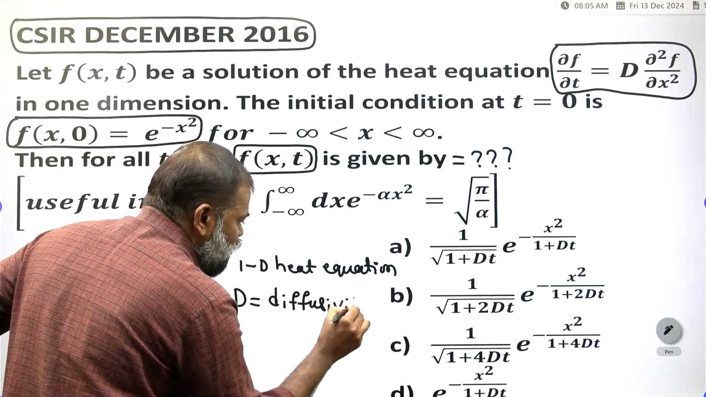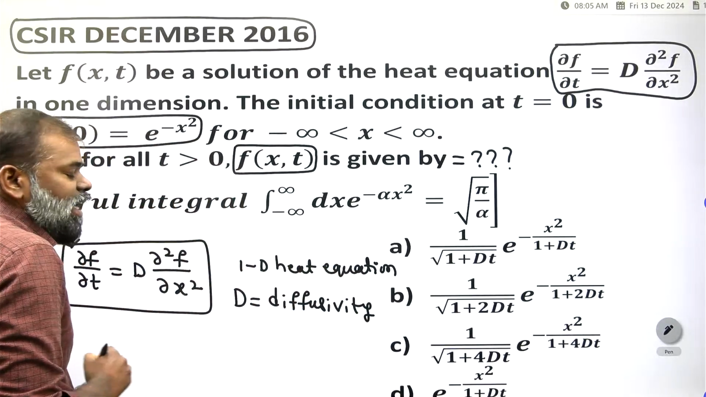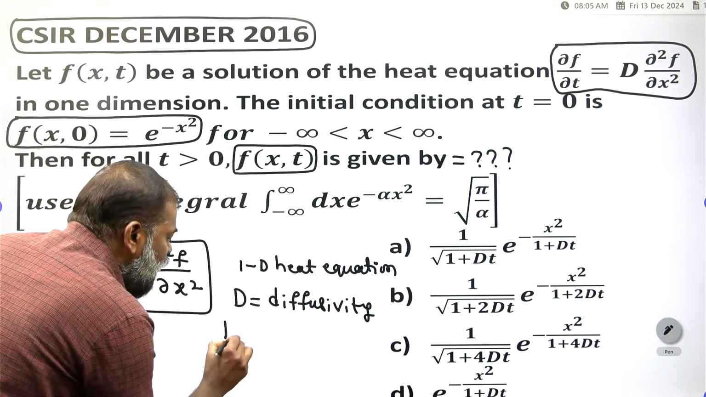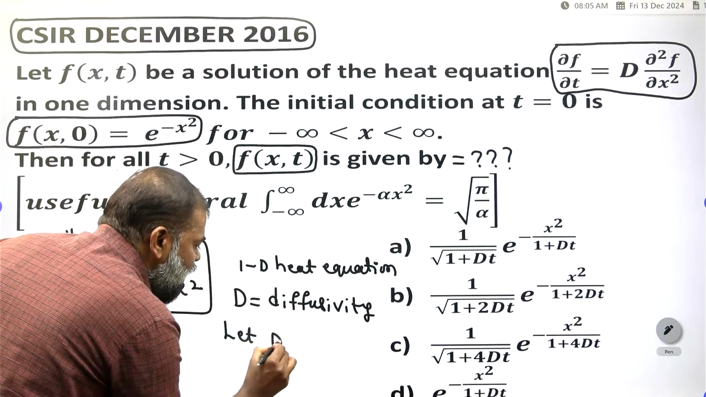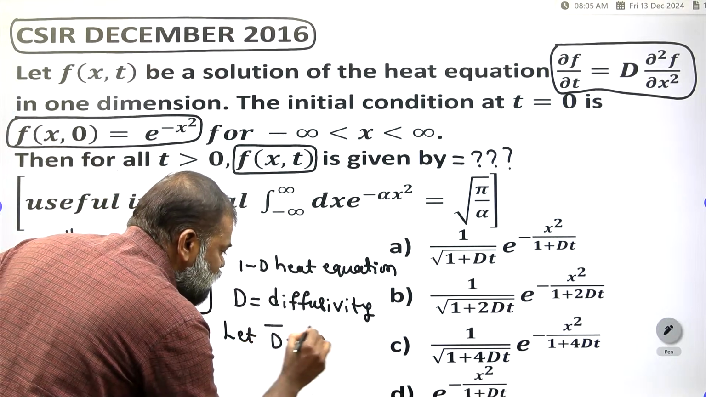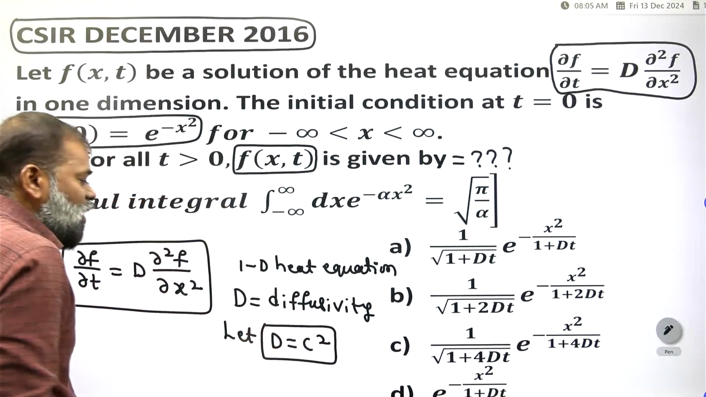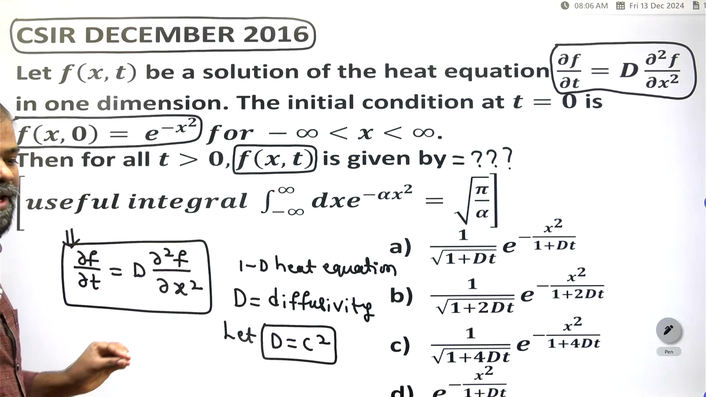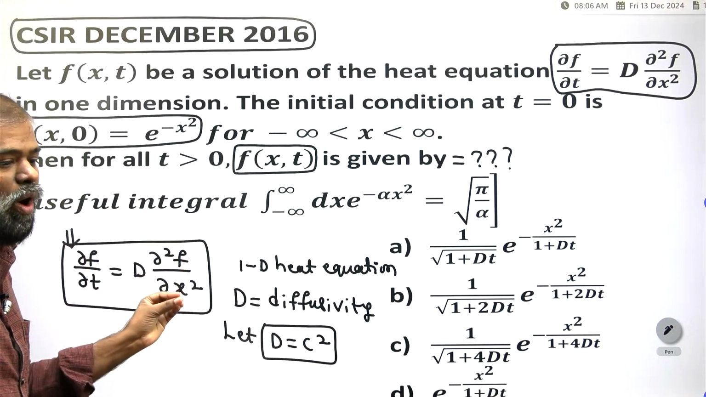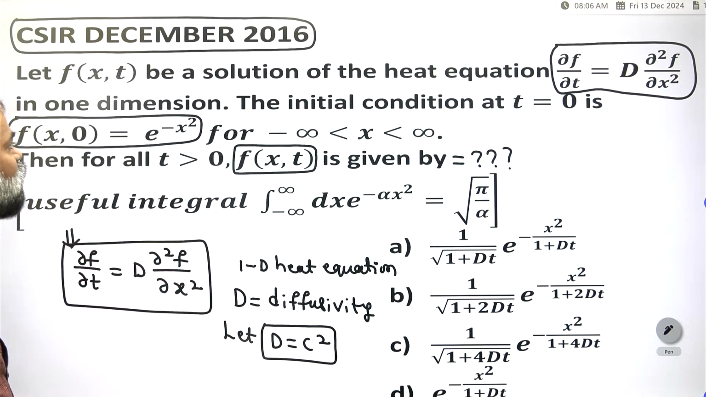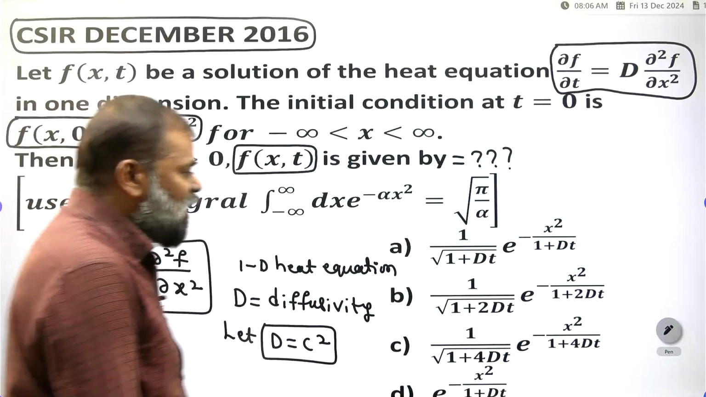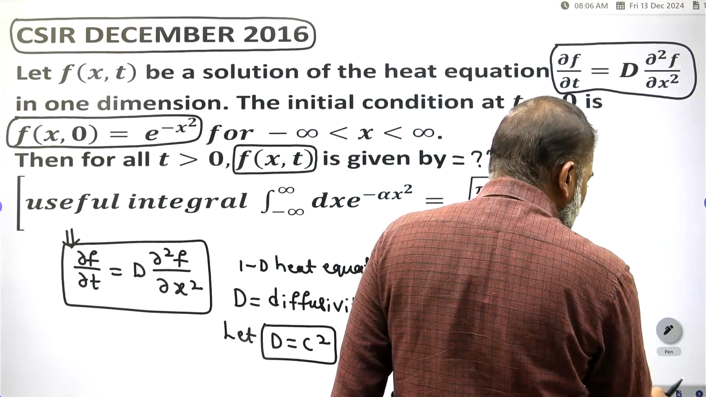D is the diffusivity. In the one dimensional heat equation, D is the diffusivity. Let us take D equal to some constant c square. Initially you have to use that c square. Once the initial conditions are given, we have to see how to solve.